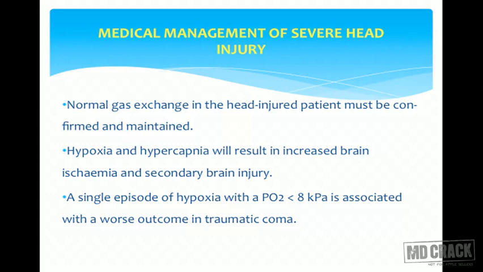Hypoxia and hypercapnia will result in increased brain ischemia and secondary brain injury. So the most causative factors to cause secondary brain injury are hypoxia and hypercapnia. A single episode of hypoxia with PO2 of less than 8 kilopascals is associated with worse outcome in traumatic coma. So this is a very important point. Oxygen concentration less than 8 kilopascals is associated with the worst outcome.